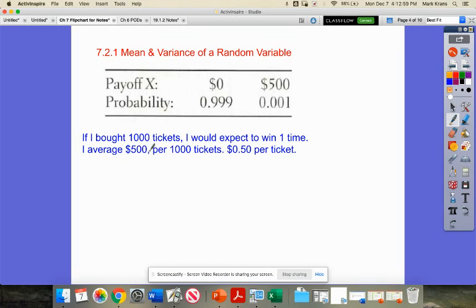On average, that one win gets me $500 per 1,000 tickets. And so the average money that I make per ticket is 50 cents per ticket. That's a long run probability, okay? Because I'm not going to win on the first ticket at 50 cents. I'm not going to win on any of the tickets at 50 cents, but in the long run, my average would be 50 cents per ticket, okay?